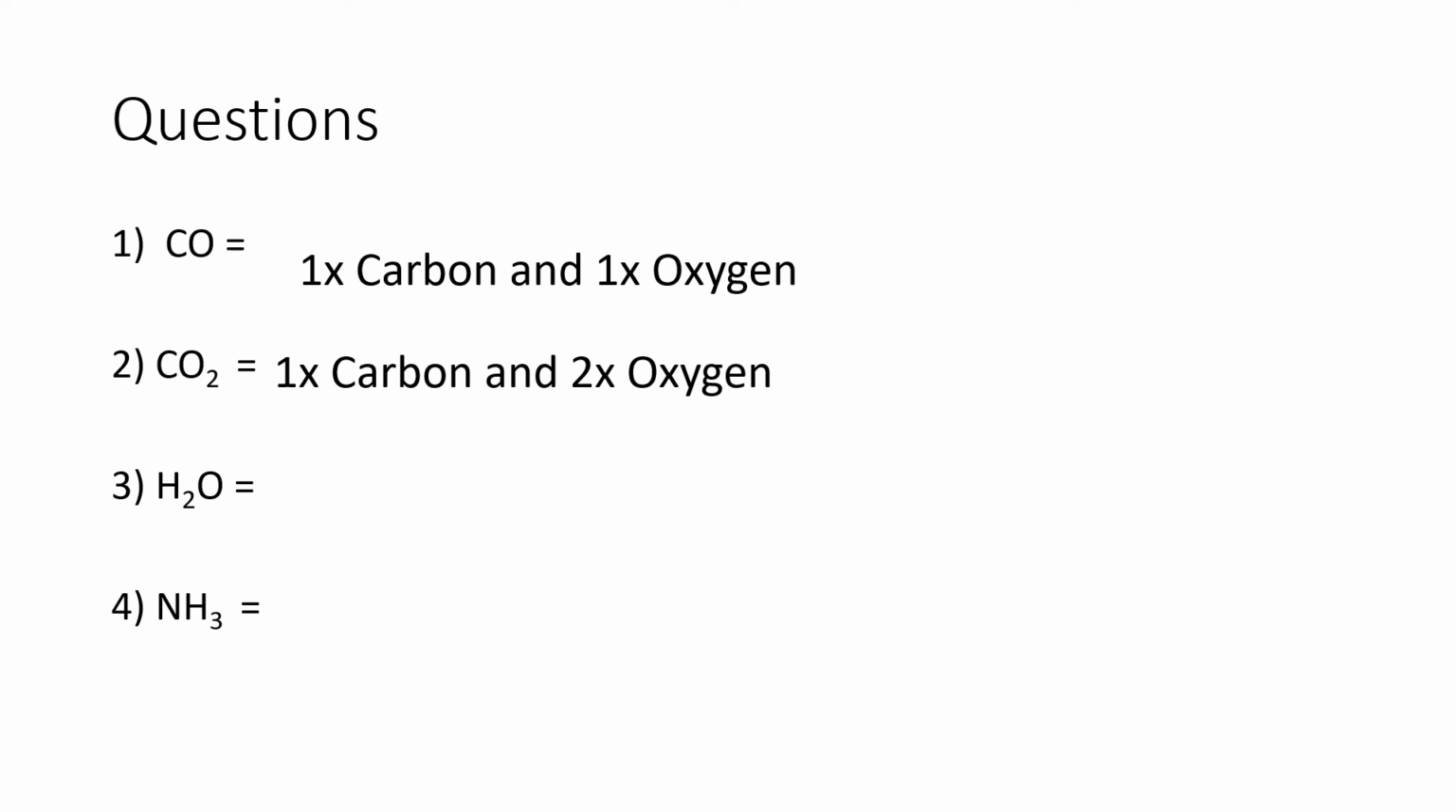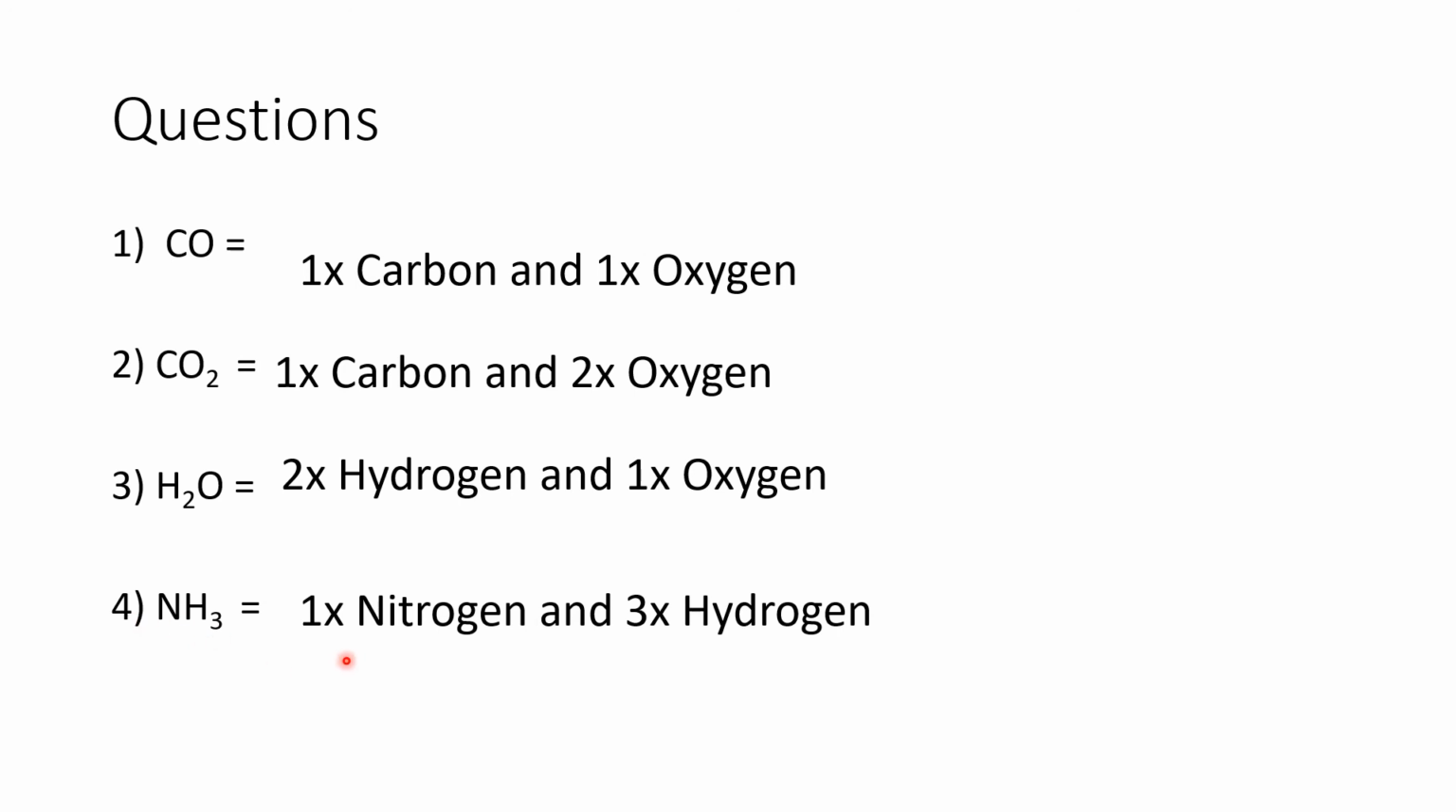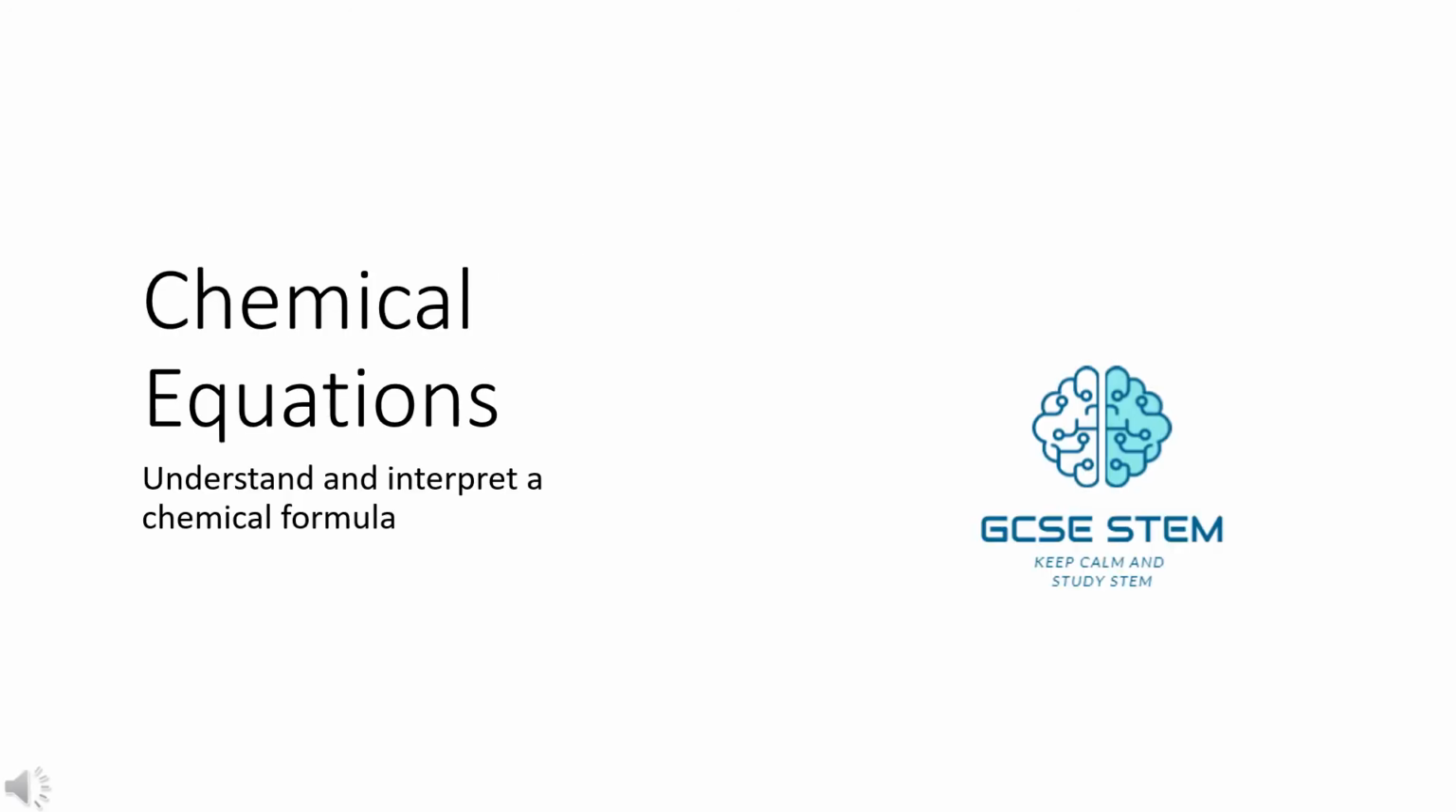Now H2O is the formula for water, and that means we have 2 hydrogen atoms and 1 oxygen atom. And NH3, N is the nitrogen and H is the hydrogen. So that means we have 1 nitrogen atom and 3 hydrogen atoms. So hopefully by the end of this video you should be able to understand and interpret a chemical formula.